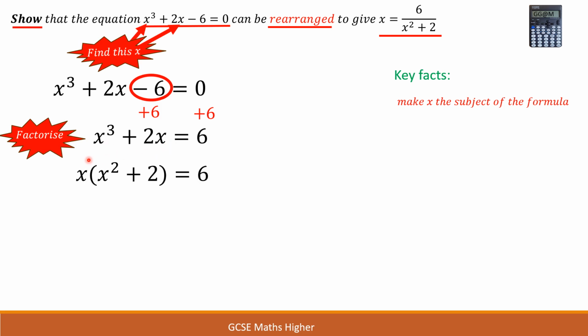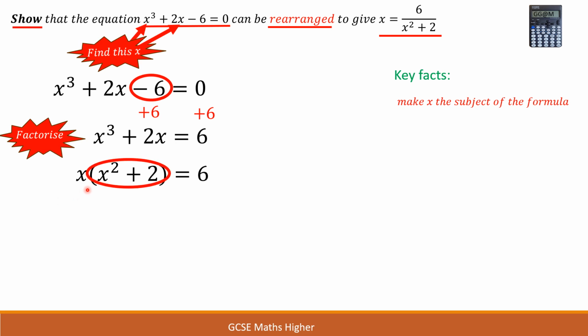So we've got x bracket x squared plus 2 in the brackets, because x times x squared gives me x cubed and x times 2 gives me 2x. So if you divided both of these terms by x, that will tell you what is in the bracket here. It's called factorising. Once we've factorised, we now need to get rid of this term here next to the x, because I've got to get x on its own. I've got to get x equals.